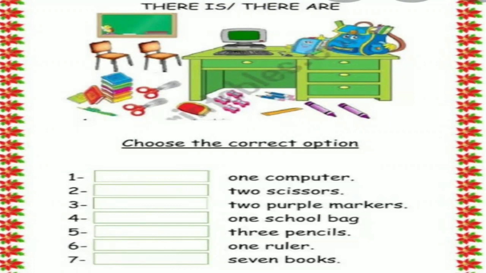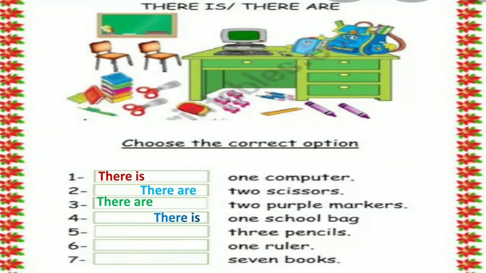Come to the third picture. 2 purple markers. So here there are 2 purple markers. So what we will use? Yes, excellent. We will use there are. There are 2 purple markers. Come to the fourth sentence. 1 school bag. Very good. We will use there is. There is 1 school bag.